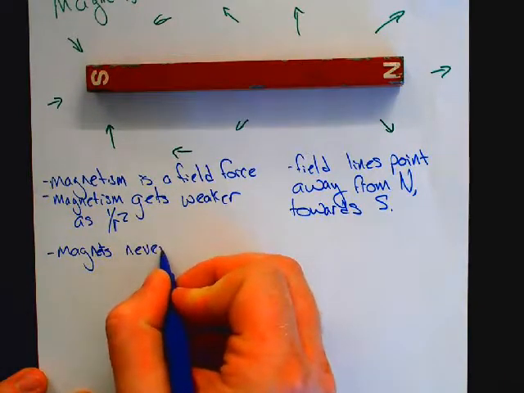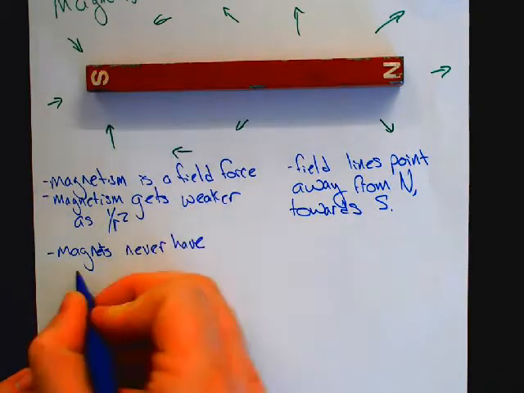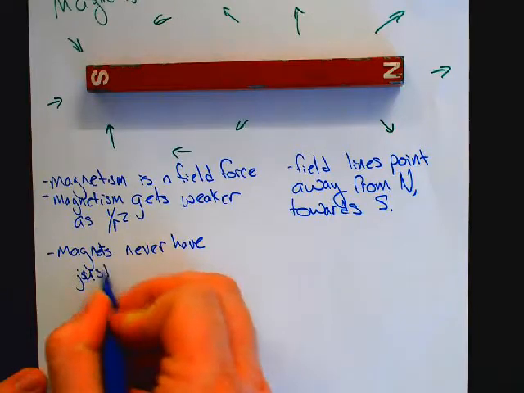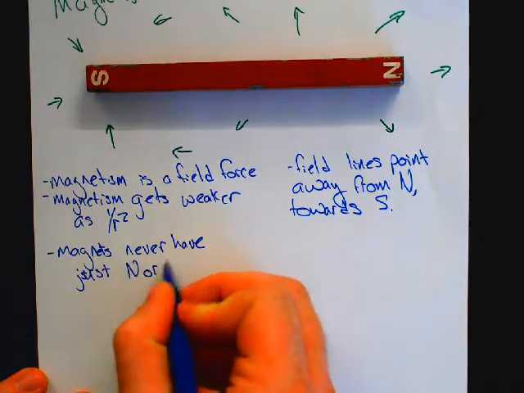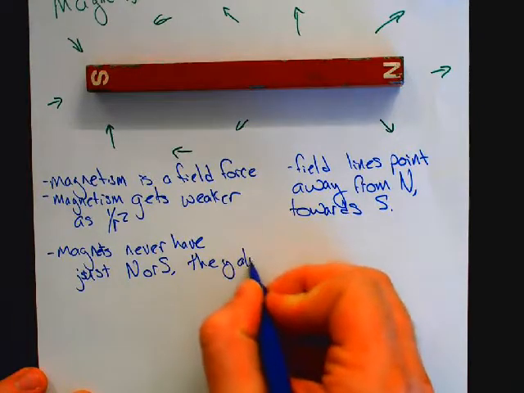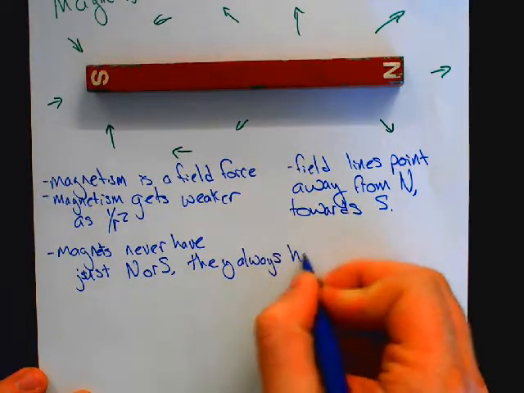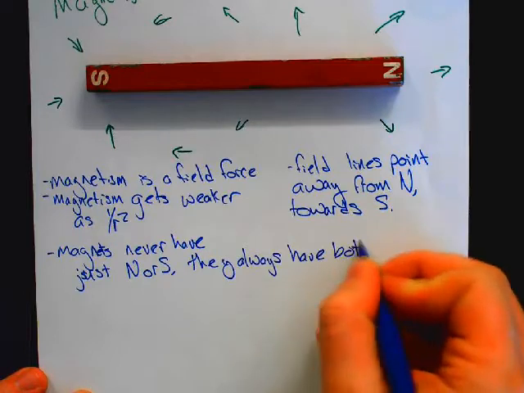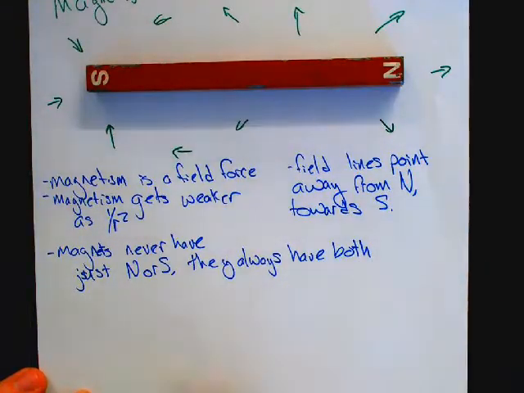magnets never have just N or S. They always have both. And this is because of something we call domain theory.